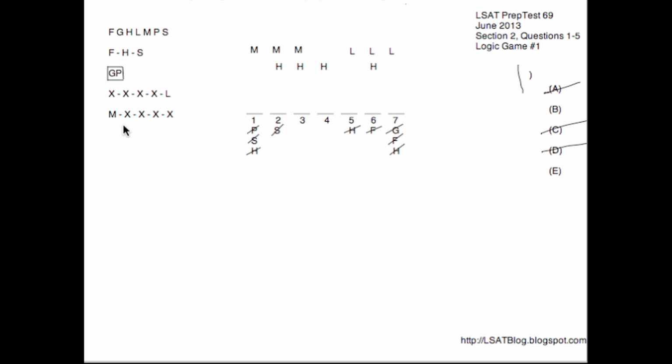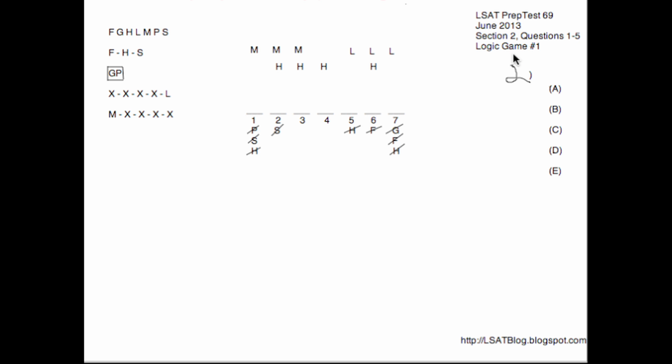Looking at the next one, with M being in the first 3, with at least 4 things after it. That doesn't get rid of anything remaining. None of the choices at all violated that rule. So now let's move on to the final rule. H is not 5. We see that B has H on 5, so B is gone, leaving E as our answer for number 1.